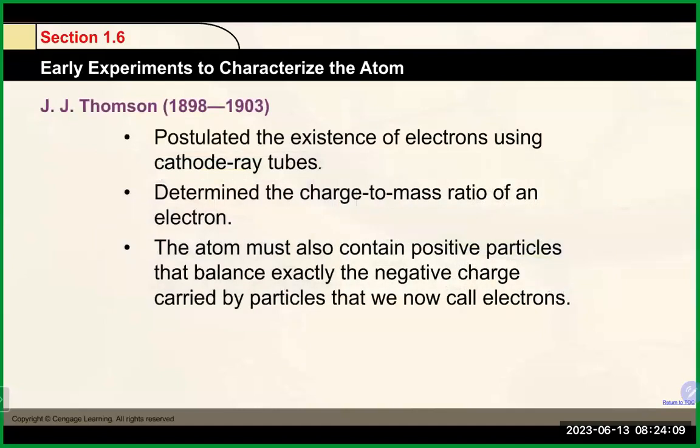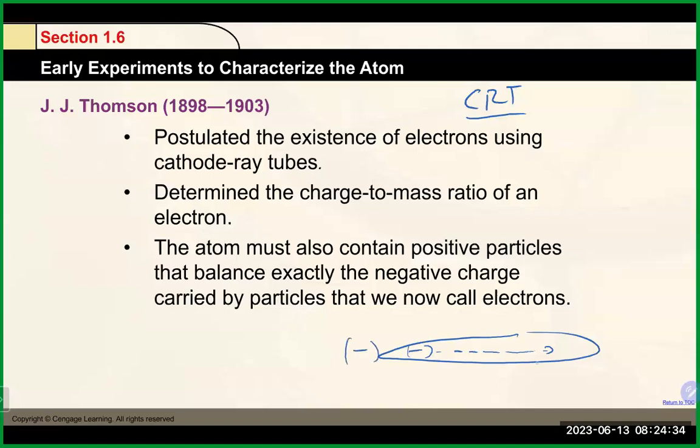A lot of the electron investigation came out of what is sometimes referred to as the CRT, or cathode ray tube. The cathode ray tube, as we'll see in a picture on the next slide, is a tube that shoots negatively charged particles like electrons, and it usually has electrical plates on it.